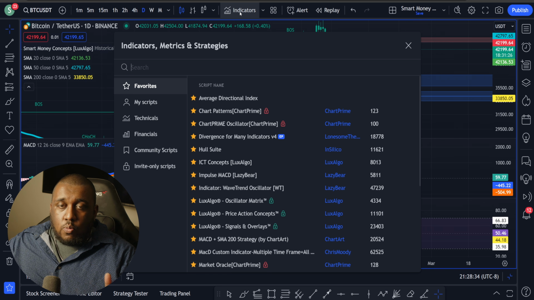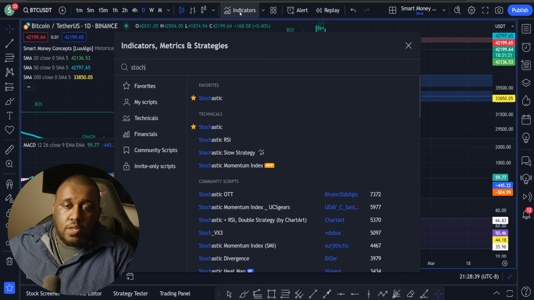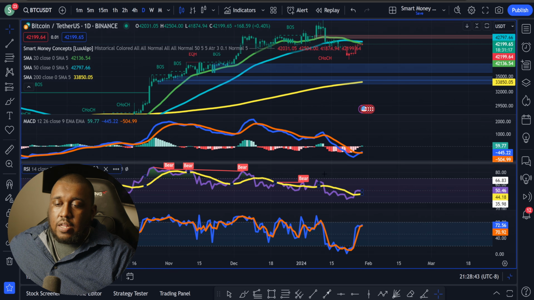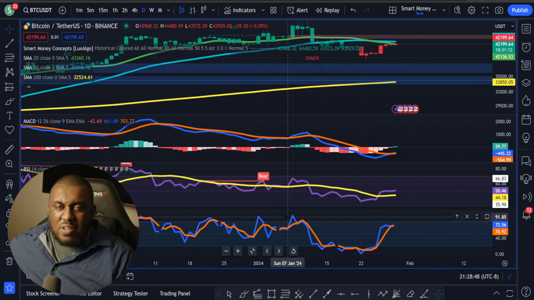Afterwards, we're going to be adding one more, and this is going to be the stochastic. Just type in STOCH. Right here, you notice it's one of my favorites. You guys know I love this one. For me, when I look at these charts, this is giving me way too many crossy signals. I don't like it at all.